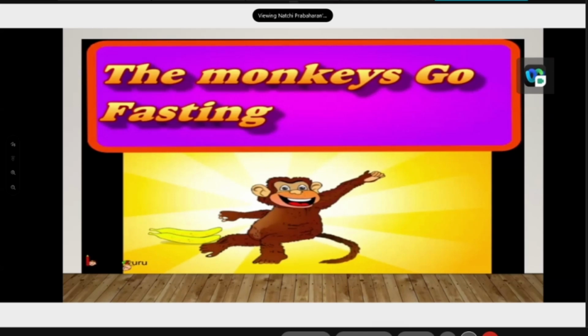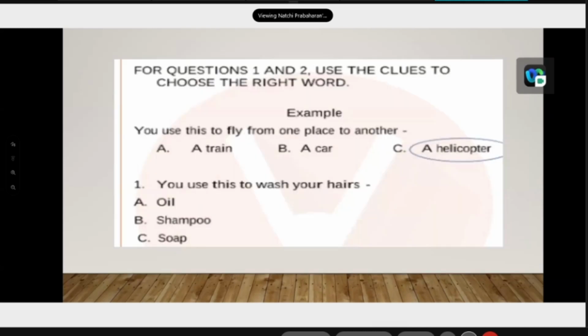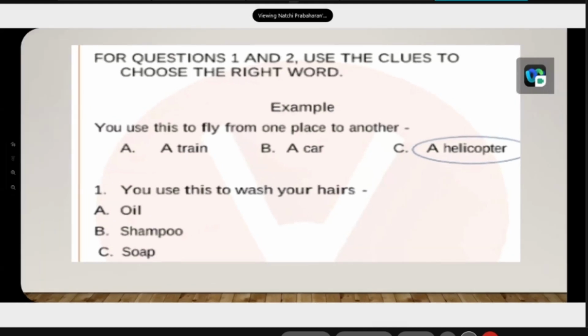So, this is going to be our English class, and today we are going to conduct reading. Before that, ma'am is going to ask you a few questions and you are going to answer in the chat box. Okay, children, are you all ready? Be active, be cheerful. I want all my children to answer. Okay, so let's start.